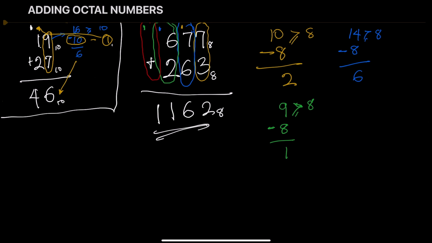So it's a very simple way. It's very much like normal addition, and very much like binary addition. Let's meet in the next one, where we look at how to subtract octal numbers, which are base 8 numbers. Thank you.